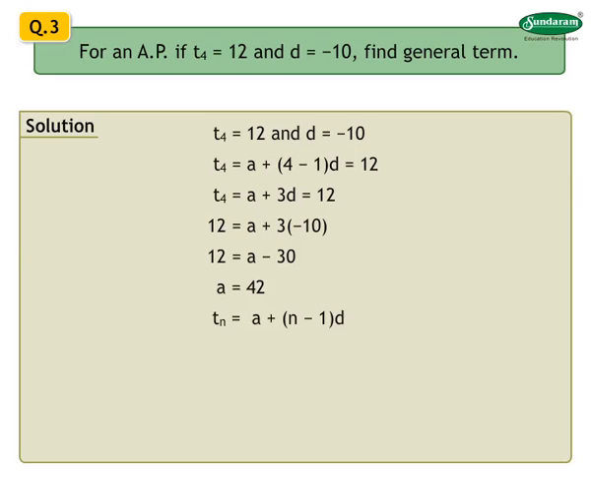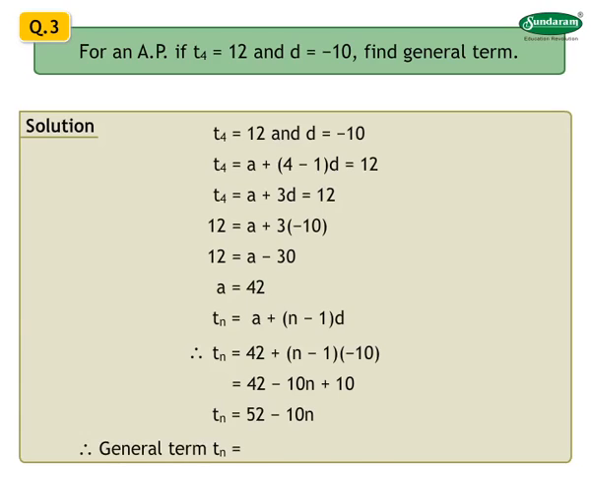Tn is equal to a plus n minus 1 into d. Therefore, Tn is equal to 42 plus n minus 1 into minus 10 is equal to 42 minus 10n plus 10. Tn is equal to 52 minus 10n. Therefore, general term Tn is equal to 52 minus 10n.